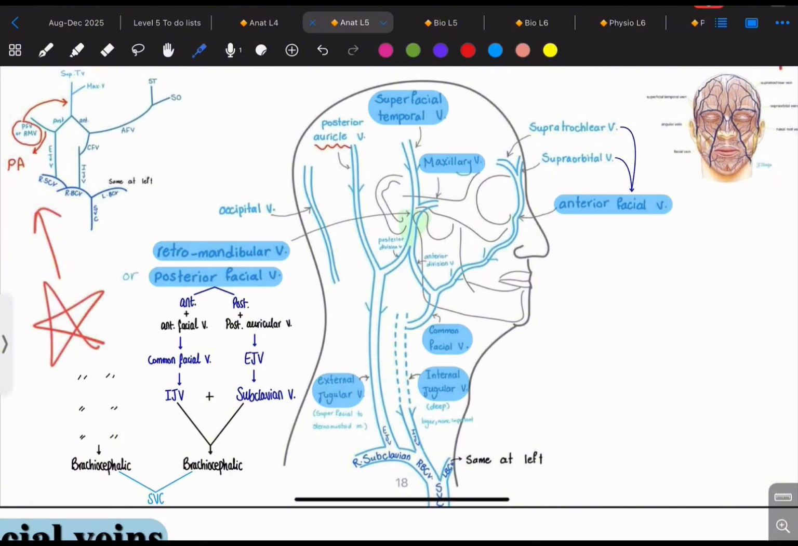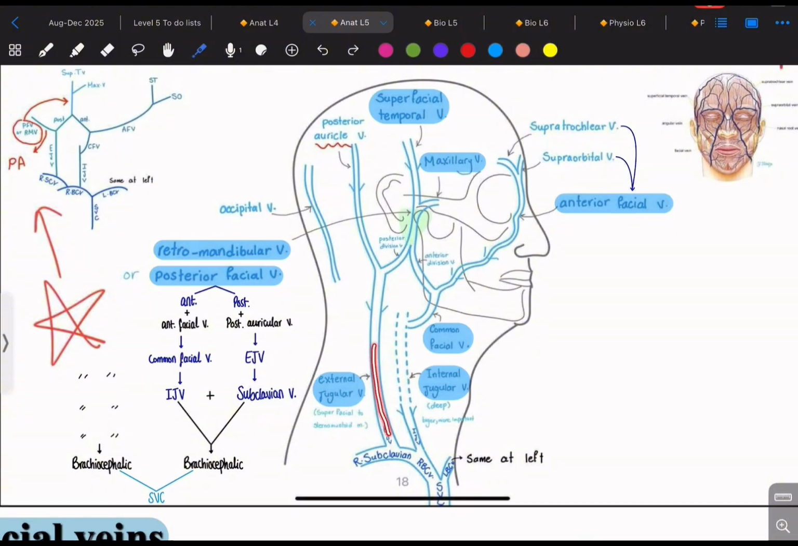How are we going to see the internal jugular vein? The internal jugular vein is already here, okay? So the common facial vein is going to drain into the internal jugular vein. What's the origin of the common facial vein? It's from the anterior facial vein and the anterior division of the posterior facial vein. So the common facial vein is going to drain into the internal jugular vein. So we have an external jugular vein and an internal jugular vein.